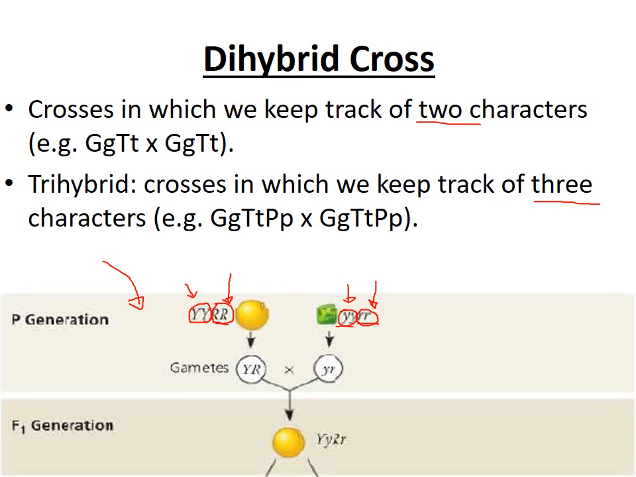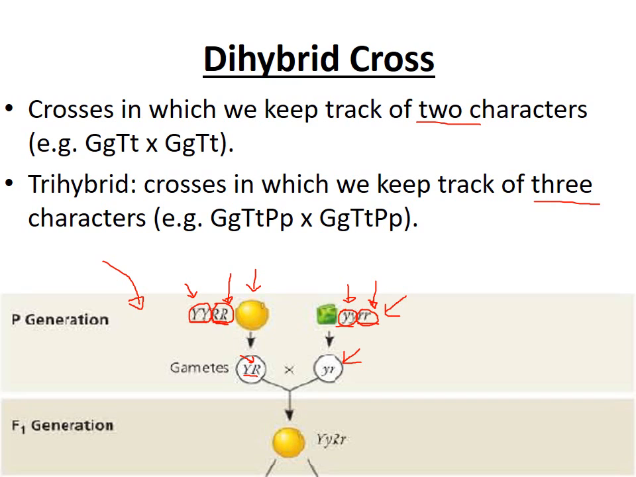So even though we deal with 2 at a time, you can still think of it as doing 2 monohybrid crosses at the same time. And then you can see the gametes that are possible. For this one over here it would be big Y, little r. And the gametes that are possible for this one here are big Y, big R over here, and then little y, little r over here.